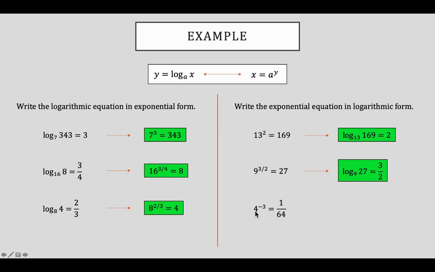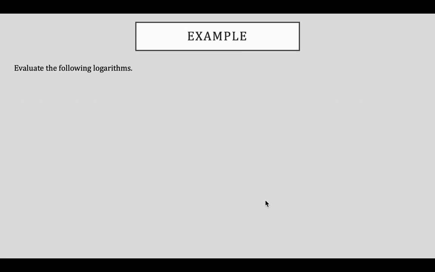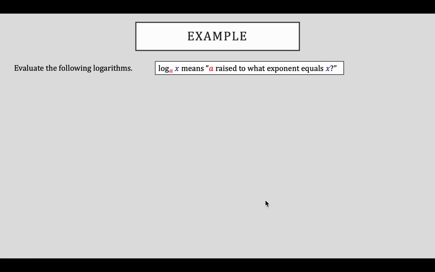And one more here, 4 raised to the -3 is equal to 1/64. This is log base 4 of 1/64 is equal to -3. All right, so that's just rewriting the expressions in different forms. Okay, so let's evaluate the following logarithms now.